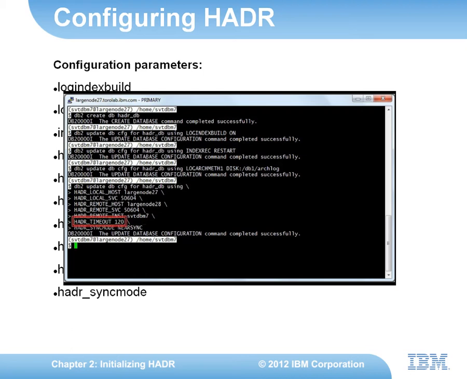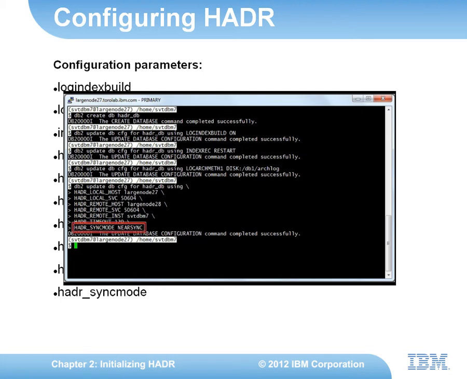HADR timeout determines the number of seconds that the HADR process waits before considering that a communication attempt has failed. We're using 120 seconds because that strikes a good balance between false alarms and a too slow response to an outage. The default is actually 120 seconds, but we're including it here to illustrate the point that it's a setting we must think about up front.